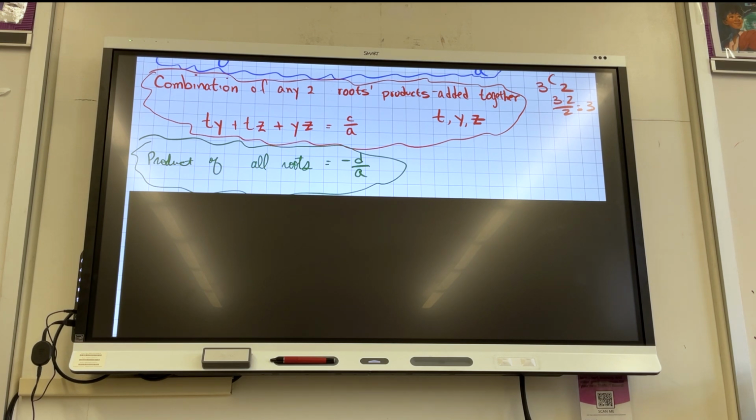And if we wanted to find the product of all the roots, this would be kind of like the rule that we had for quadratics, where it ended up being c over a, but that's because it's a combination of just 2 choose 2, and so there are only 2 equations there. For this one, t times y times z is equal to negative d over a. So the quadratic is a special case for the product of roots. Every time after that, it's always going to be the negative constant over the coefficient of the leading term.